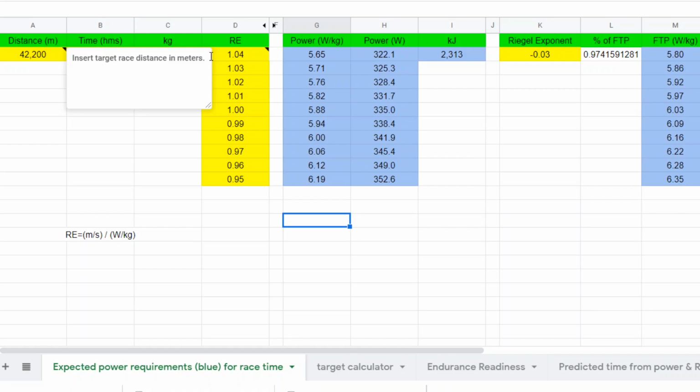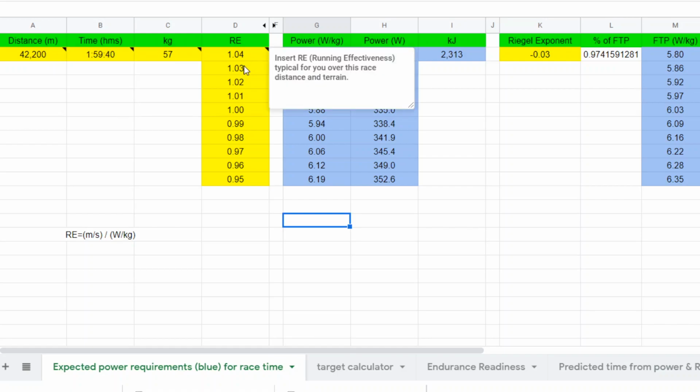So with these inputs and running effectiveness of 1.04, 1.03, that gives us an estimate of his power for this marathon at 5.65 to 5.71 watts per kilogram. And the power based on his weight, if we convert the watts per kilogram, would be about 322 to 325 watts. Now, if his running effectiveness is lower, and this is true for everybody, it's going to take more power to cover the same distance, same duration.